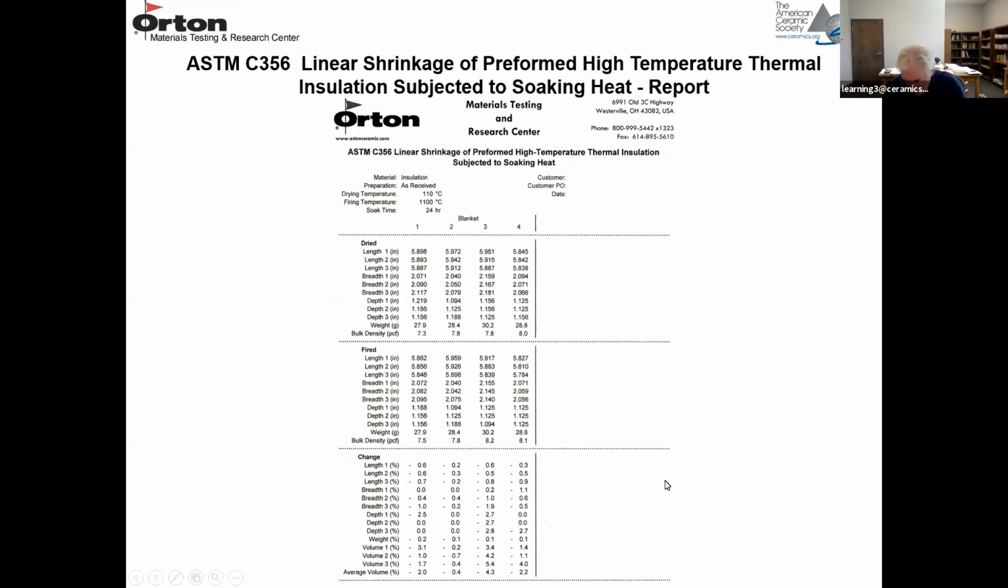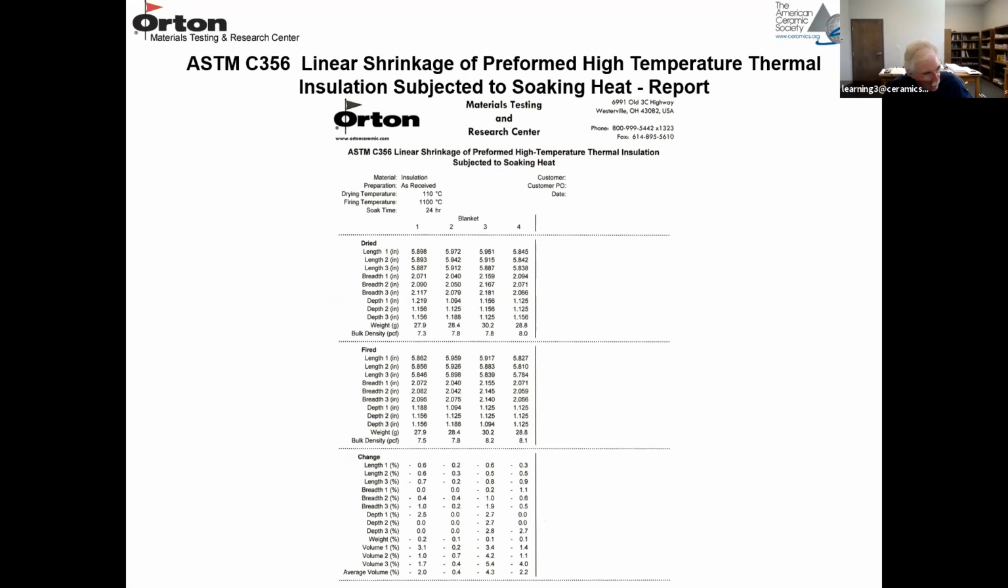So we finished up the basic refractories, and then we did insulating fire bricks and insulating fibers. Are there any questions on any of that? Try to cover quite a bit of material here.